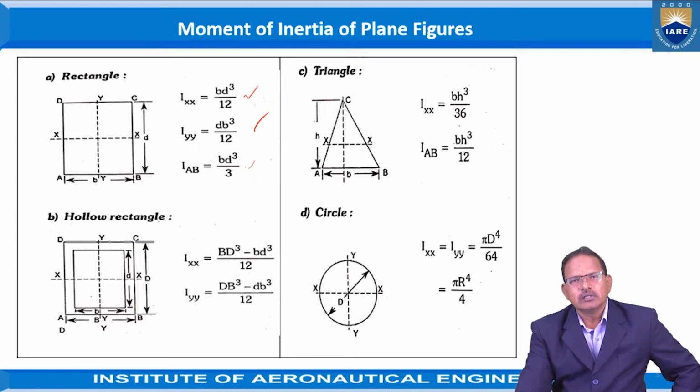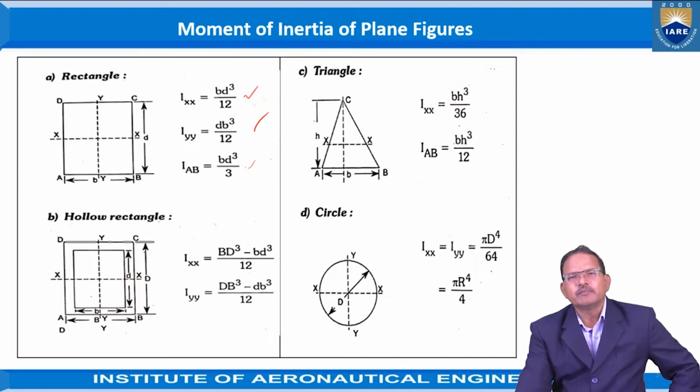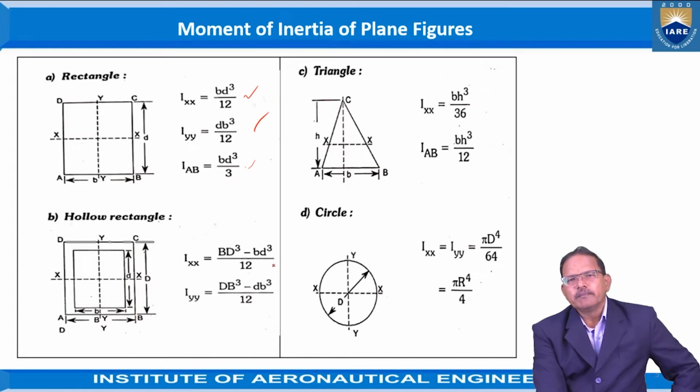Similarly, for the cutout, or hollow rectangle, the moment of inertia of a hollow rectangle is obtained as the difference of moment of inertia possessed by the outer rectangle, that is the main rectangle, and the cutout rectangle, which is equal to BD³ by 12 minus small bd³ by 12, where capital B is representing the breadth of the main rectangle, and D is representing the depth of the main rectangle. Similarly, small b and d are representing the breadth and depth of the cutout rectangle.